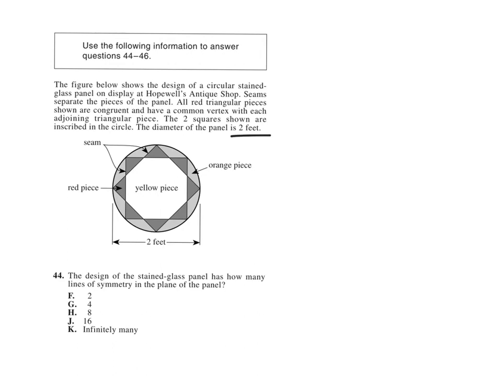The question says, the design of the stained glass panel has how many lines of symmetry in the plane of the panel? Well, we know that we have two squares. What else did we know? All triangular pieces shown are congruent and have a common vertex. So let's see. We have a line of symmetry at the corner of this square, at the corner of this square, at the corner of this square, so that's 3, 4, and then at the edges of the triangles, 5, 6, 7, 8. H.